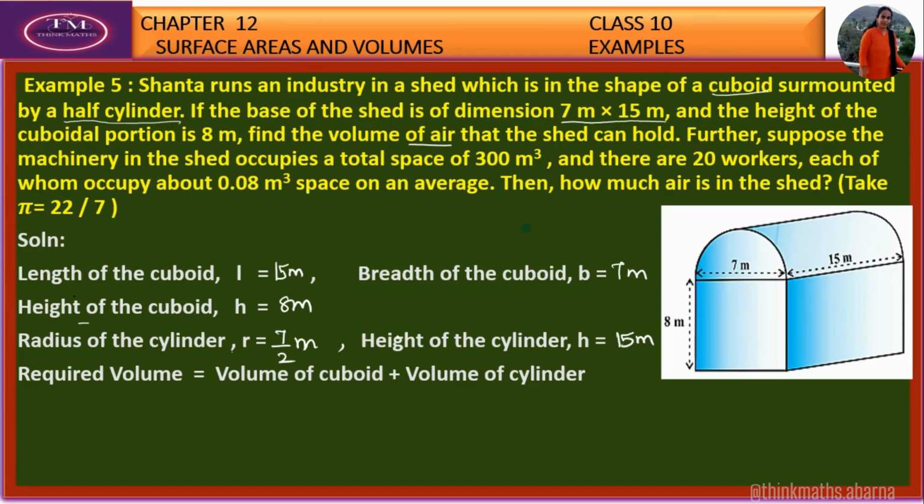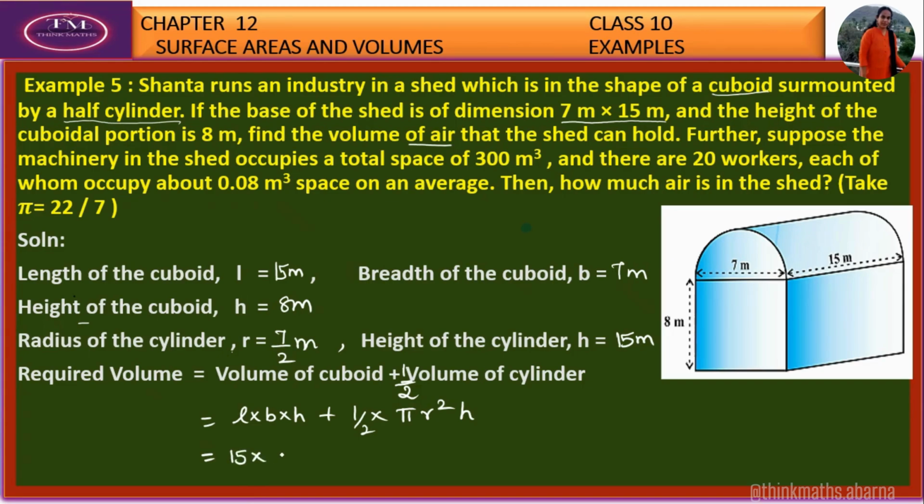Now we found out all these values. What is the required volume we need? We need nothing but volume of cuboid plus volume of this half cylinder. So 1 by 2 into volume of cylinder will give the total volume present. So what is volume of cuboid? It is nothing but L into B into H. This gives the volume of cuboid plus half into volume of cylinder. So this is the half cylinder. What is volume of cylinder? Volume of cylinder is nothing but pi r square H. Now substituting the values.